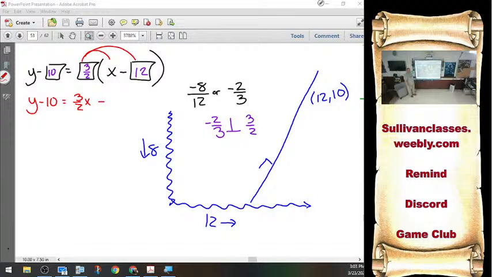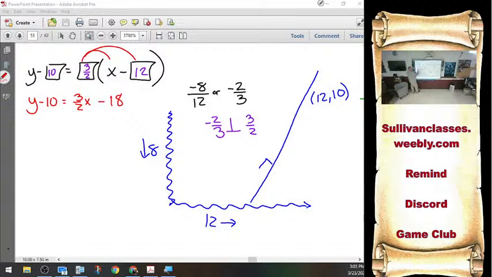What's half of 12? Times 3. 18. That's how you get 3/2. You do it in pieces. Or do 3 times 12 is 36. What's half of that? 18. Okay. That way you don't have to pick up a calculator.